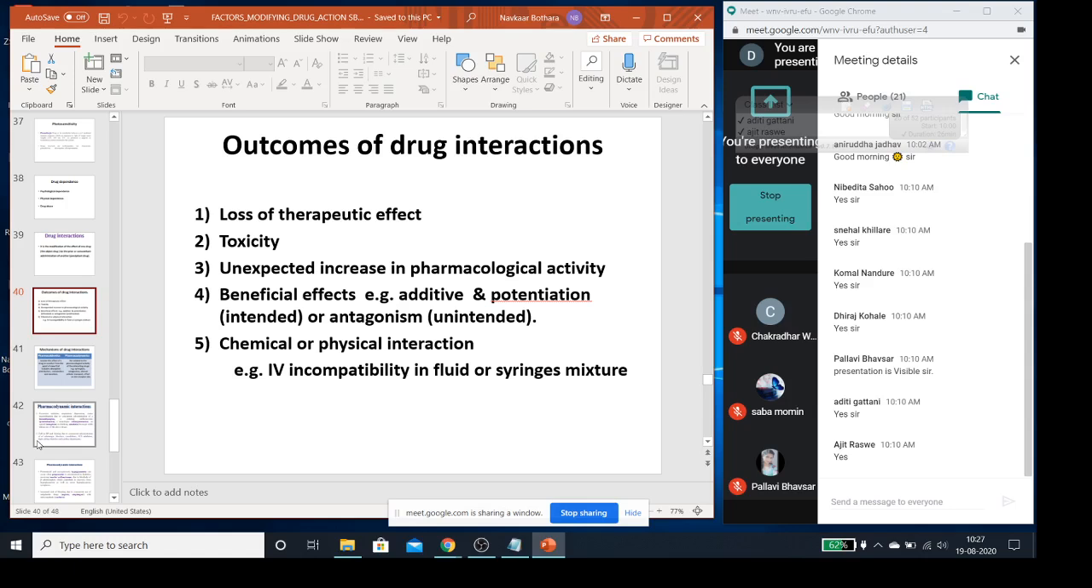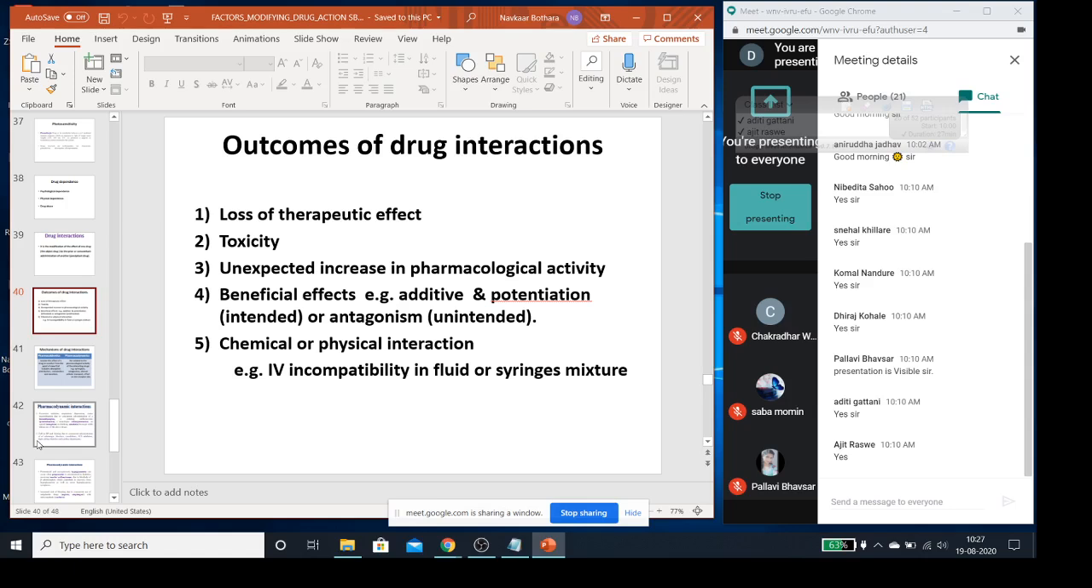What are the outcomes of drug interaction? It can cause loss of therapeutic effect. So either drug A or drug B, when given together, there can be loss of therapeutic effect of one or both. If there is loss of therapeutic effect, then it is useless. The patient, or the doctor, is unnecessarily under the impression that the treatment is given and will cause benefit, but it is not. Those who are aware of interactions should avoid the interaction.